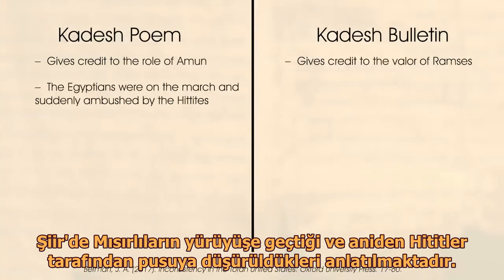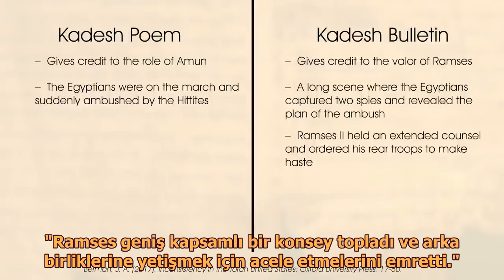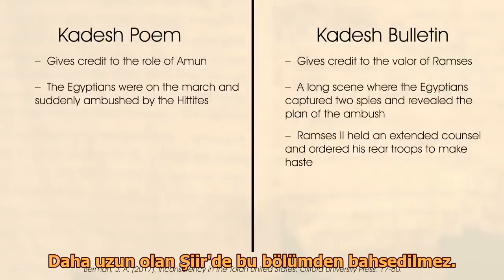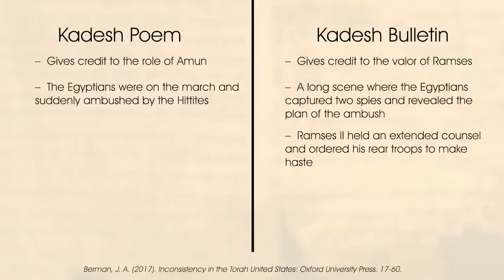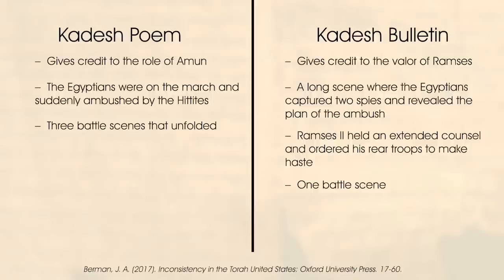The poem reports the Egyptians were on the march and suddenly ambushed by the Hittites, whereas the bulletin records a long scene where the Egyptians captured two spies and revealed the plan of the ambush. Ramesses held an extended council and ordered his rear troops to make haste to catch up. There is no mention of this episode in the longer poem. The bulletin only records one battle scene, whereas the poem records three battle scenes that unfolded, and then proceeds to include several events that are not mentioned in the bulletin.